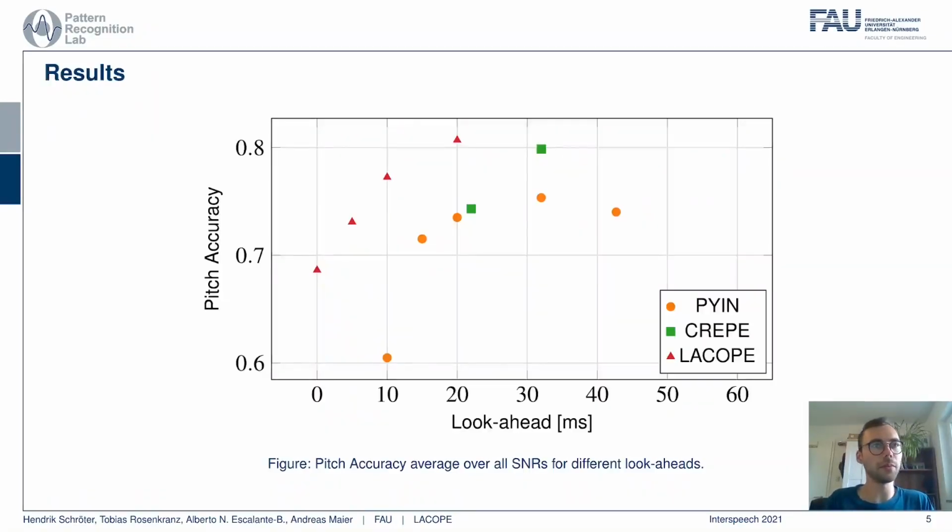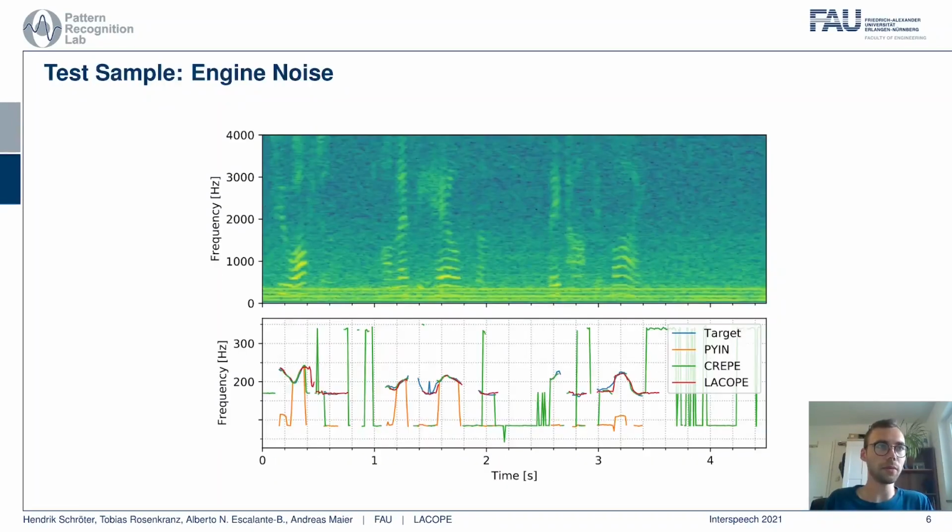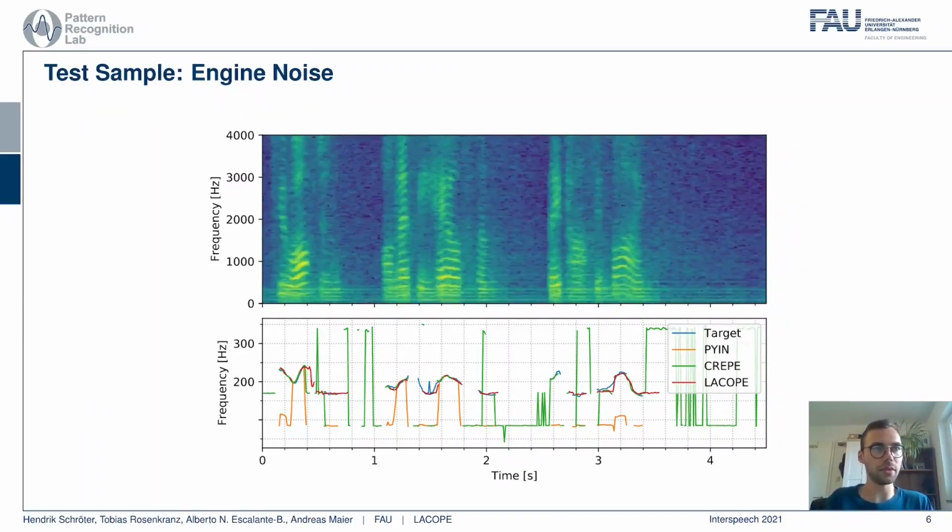Now when we look at the performance, we can see that even for 0 milliseconds look ahead, we get a reasonable pitch accuracy. And for look ahead of 20 milliseconds, we outperform related work like CREPE. And the strength of our framework really shines when we have periodic noises like engine noise in this example. While other algorithms adapt to the engine noise, our algorithm only adapts to the pitch periodics, which allows to remove at least some part of the noise between the harmonics.